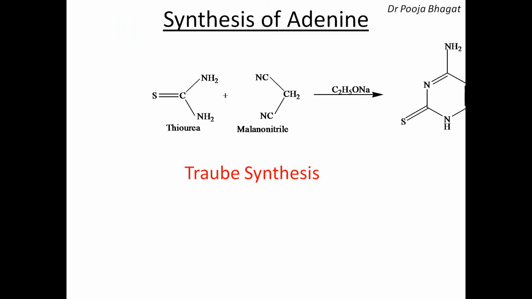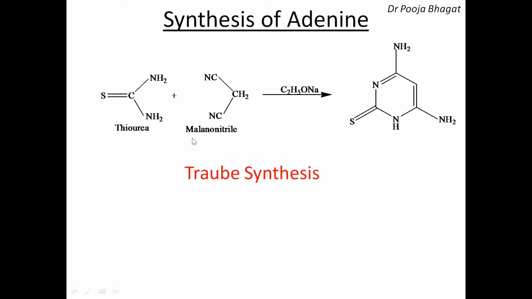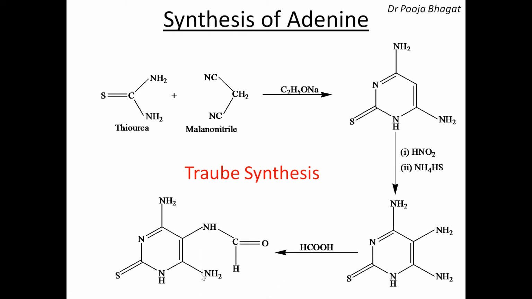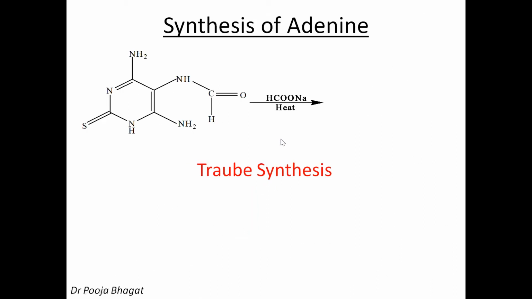So now let's start the reaction. So this is thiourea, this is malononitrile. Sodium ethoxide is used and you know how to write down the product. This we have already seen the mechanism. So you get this. Then what is the next step? We treat it with nitrous acid. You treat it with ammonium hydrogen sulfide, and at the 5th position you will get amino group. And then the next step, you treat it with the formic acid. So you will get the formyl group at the 5th nitrogen. And then you heat it with sodium formate and you get purine.